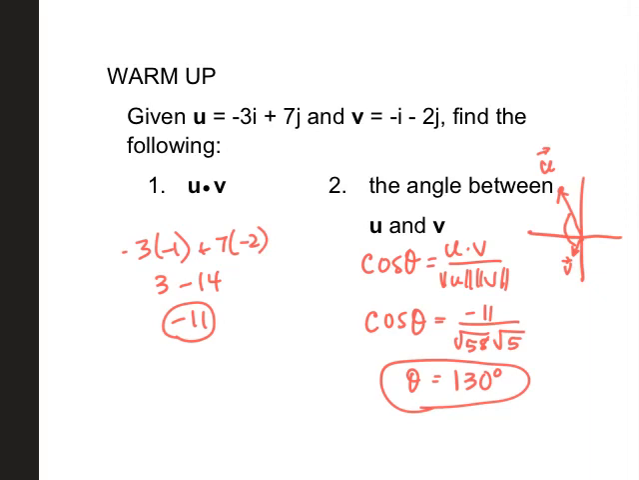I always do a quick plot. Here's vector u, here's vector v, based upon their coordinates. And you can see that this angle looks to be 130 degrees. It's definitely greater than 90 degrees. And I just do that to make sure things look correct.